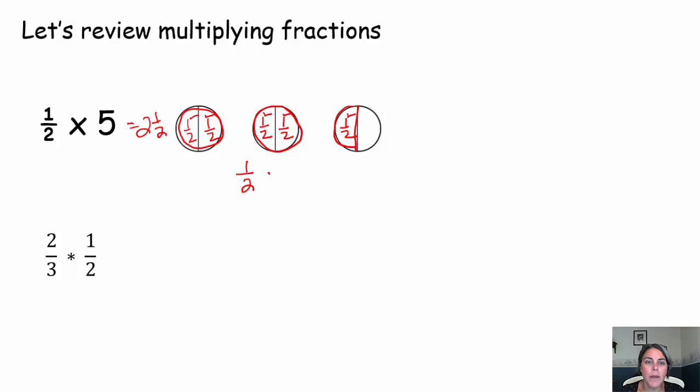If you remember, we can compute this without drawings. So if you do 1/2 times 5, 5 is the same as 5 over 1, straight across the top, straight across the bottom. 1 times 5 is 5, 2 times 1 is 2. That's 5 halves. If I want to convert that to a mixed number, 2 goes into 5 twice. That gets us to 4, so we have 1 left over. 5 halves is the same as 2 and 1/2.